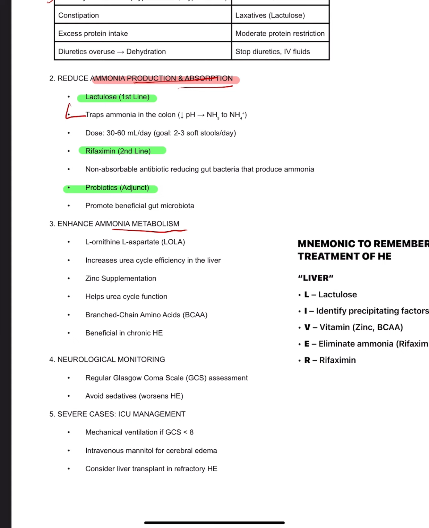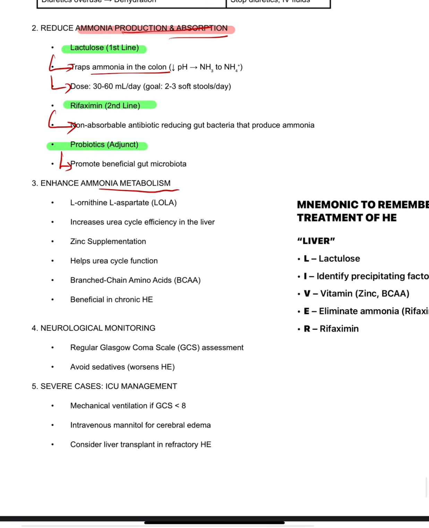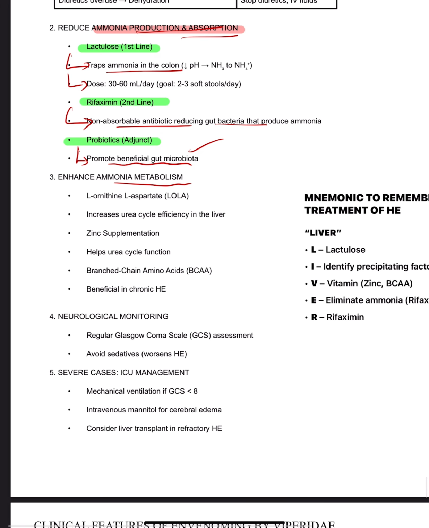How do they act? The mechanism is given here. So lactulose traps the ammonia in the colon. Rifaximin is a non-absorbable antibiotic, reducing the gut bacteria that produce the ammonia. And probiotics promote beneficial gut microbiota. So that is the adjuvant. It can be used as an adjuvant. So lactulose, rifaximin, and probiotics. These three drugs have to be mentioned.